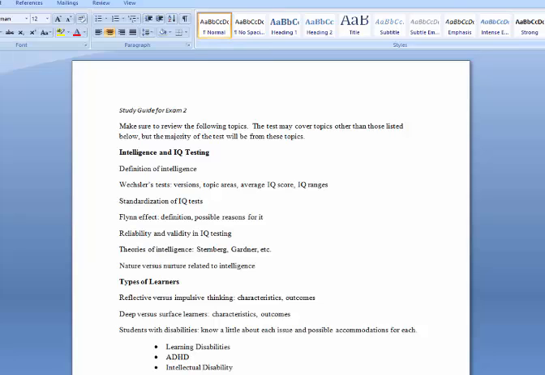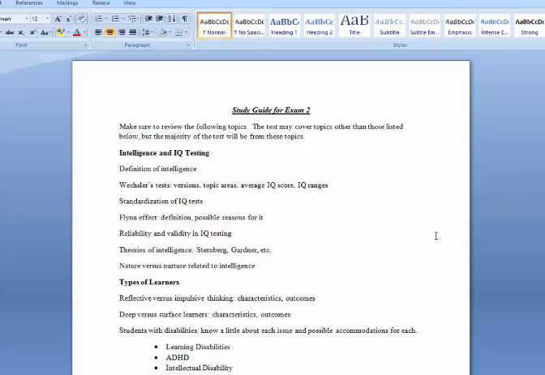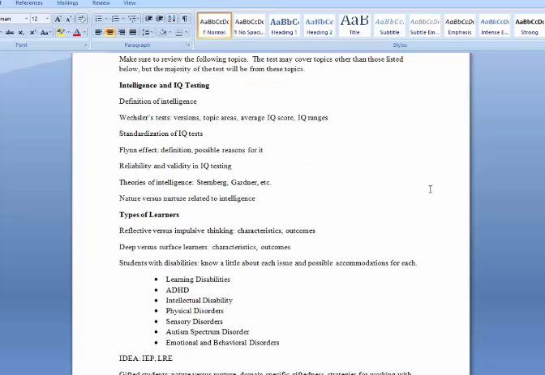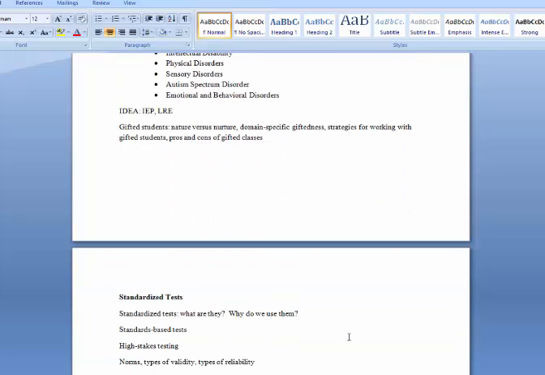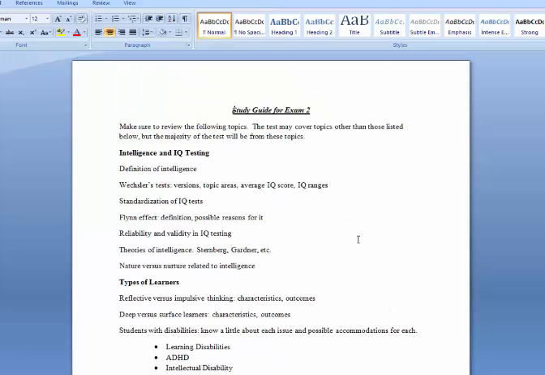Alright guys, so this is just going to be a quick review of the study guide for Exam 2. Now, Exam 2 is going to cover the lectures on intelligence and intelligence testing, types of learners, and then standardized tests as well. So Exam 2 is going to have a very similar format to Exam 1, so there'll be multiple choice, true, false, and matching questions.